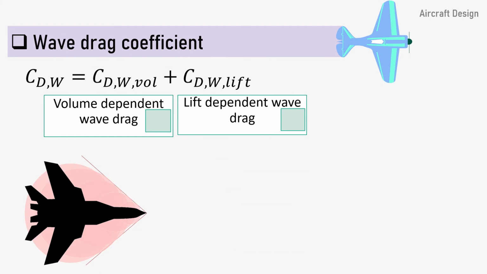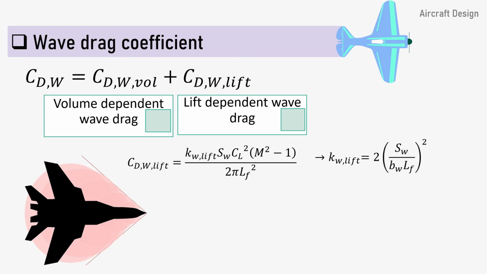So the lift dependent wave drag can be found if it is dominant. You can find it using this formula: K_WL times C_L squared times (M squared minus 1) divided by 2 pi L squared. K_WL is a parameter that depends on twice S by B L, whole squared, where B is the wingspan, S is the wing area, L is the length of the fuselage, M is the speed of flight, and C_L is the lift coefficient of the aircraft.